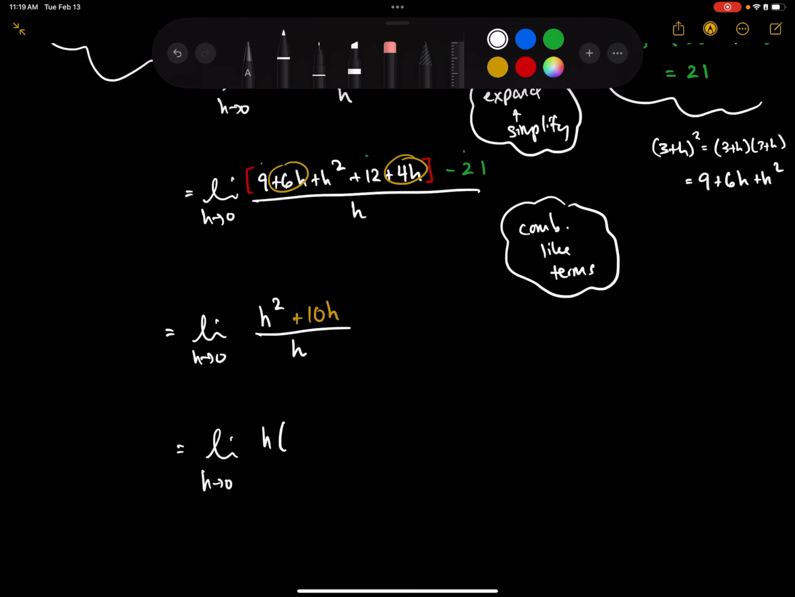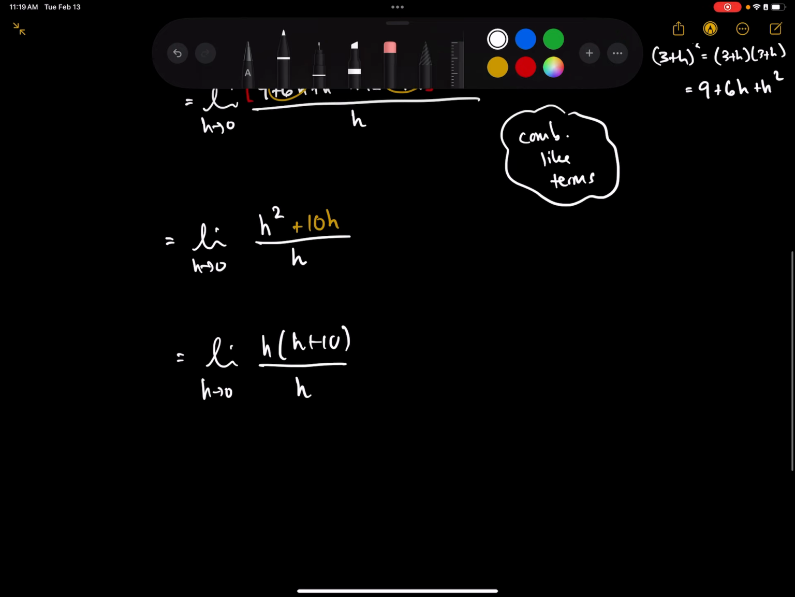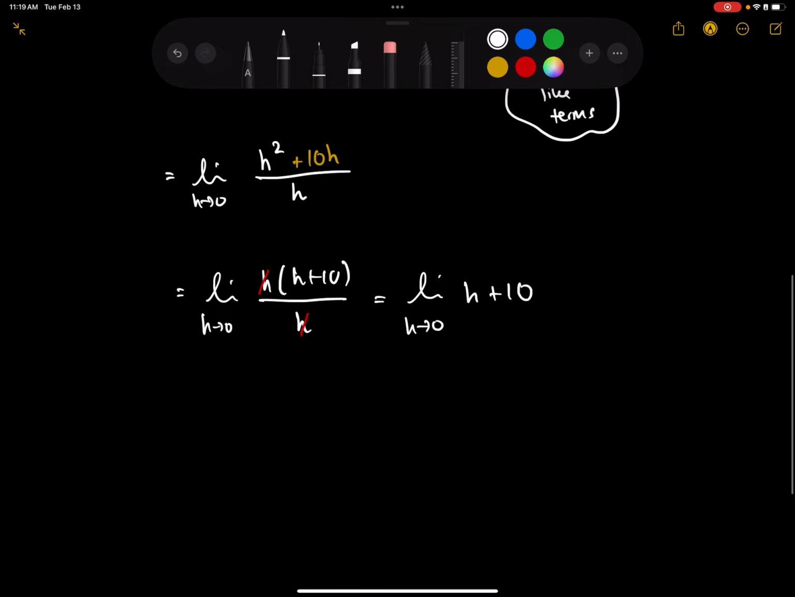And now I can use this factor of algebra where I have a common factor of h in the top, so I factor that off. And then these common factors cancel on the top and bottom. So I'm left with the limit as h goes to 0 of h plus 10. And for this expression, we can just see that 10 doesn't have any variable of h attached to it, so that's unaffected. And h, we're letting it go to 0, so this becomes 0 plus 10, which is just 10.